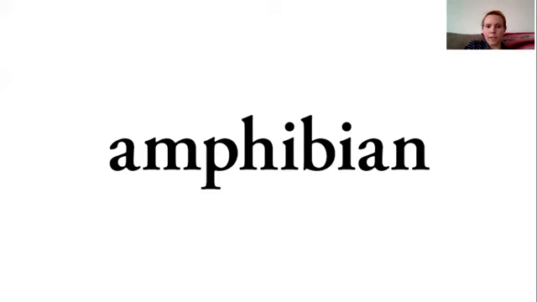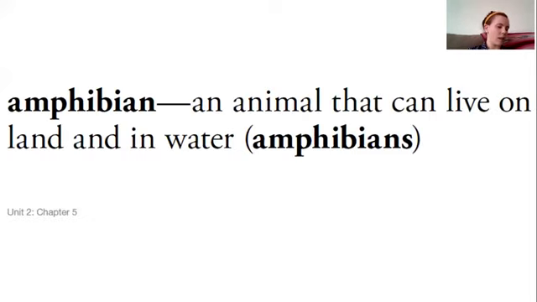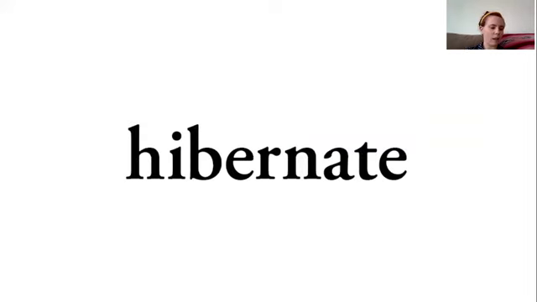All right, now I'm going to record the definition of amphibian. An animal that can live on land and in water. And I think I'll just draw a little frog to help myself remember. There's my little cartoon frog for amphibian. If you have more than one amphibian, it becomes amphibians with that suffix s at the end to make it plural.